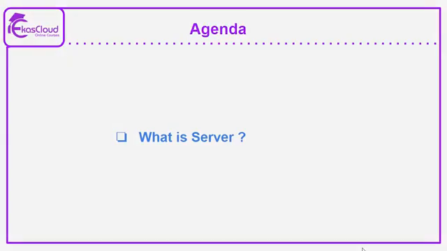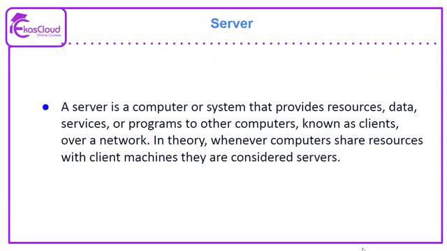A server is a computer or system that provides resources. What resources will it provide? Data, services or programs to other computers, known as clients, over a network. In theory, whenever computers share resources with client machines, they are considered servers. So these are the terms for server.